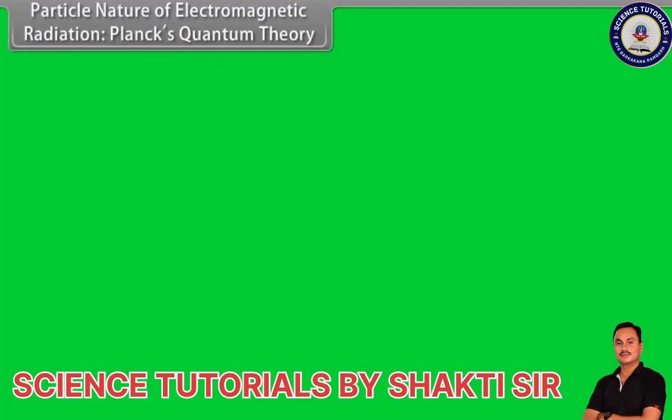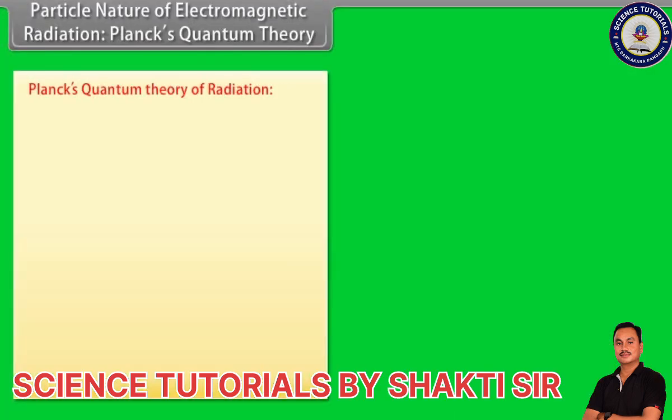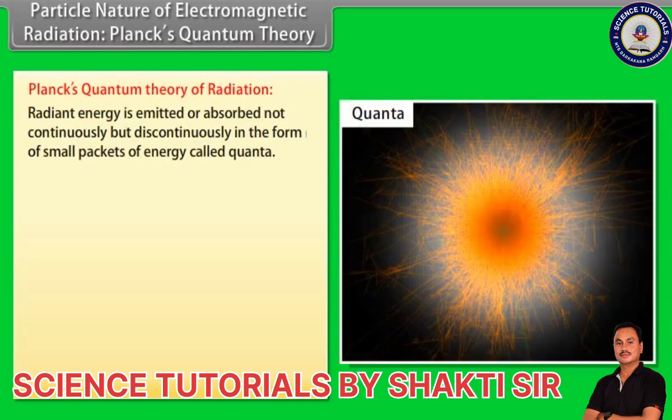Particle nature of electromagnetic radiation. Planck's quantum theory of radiation. Radiant energy is emitted or absorbed not continuously but discontinuously in the form of small packets of energy called quanta.